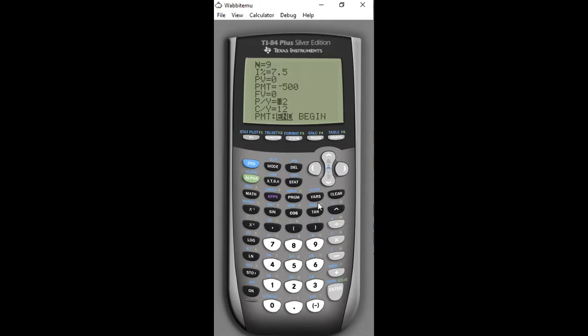So Tim pays once a year, so this is 1. And here the compounding is once a year also. Okay, and also Tim pays at the end of the year, so you choose end. Now I'm going to find the present value. Remember you use alpha and enter. So the present value is 3189.44. You got that?